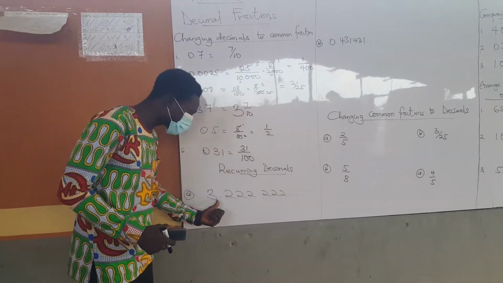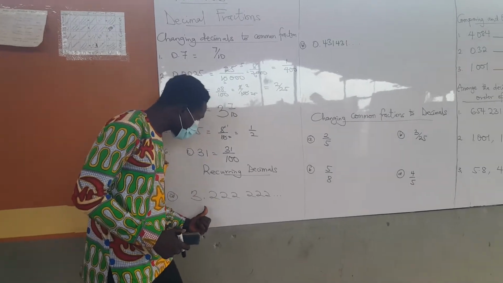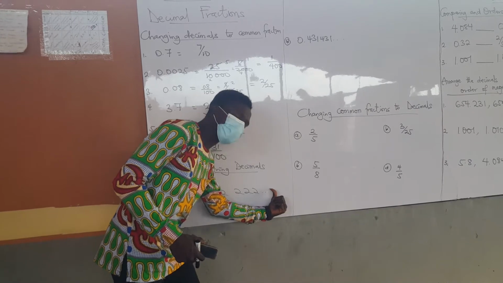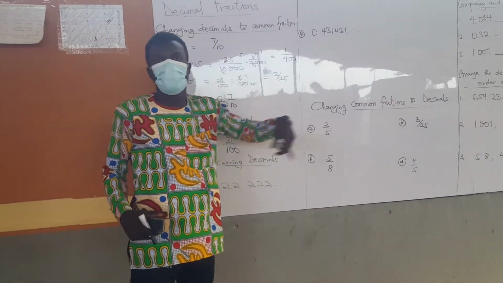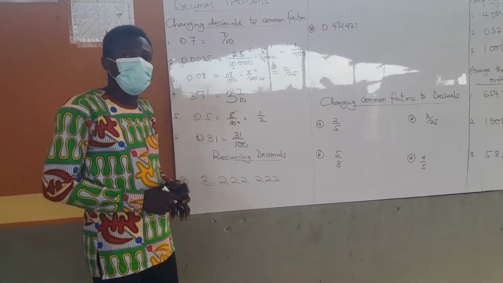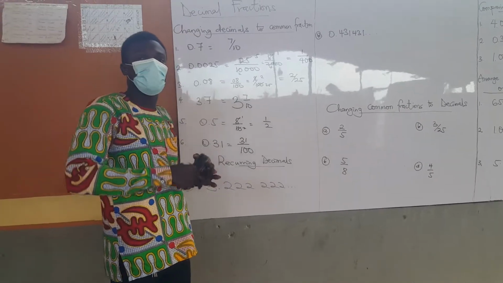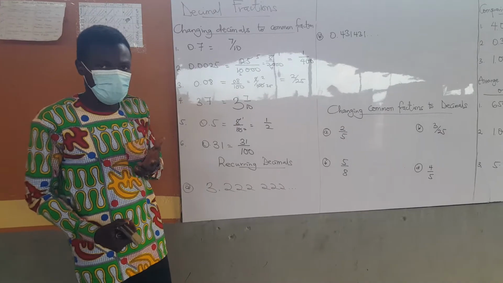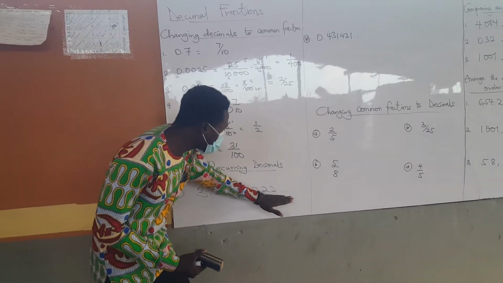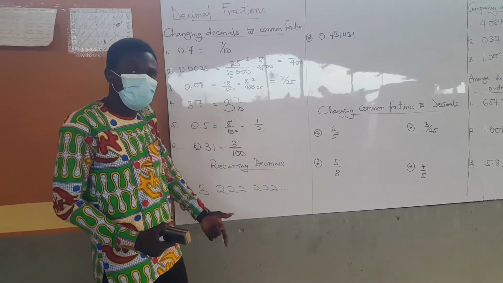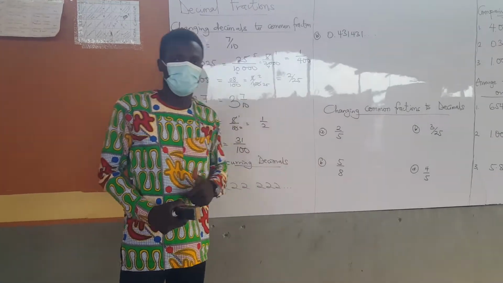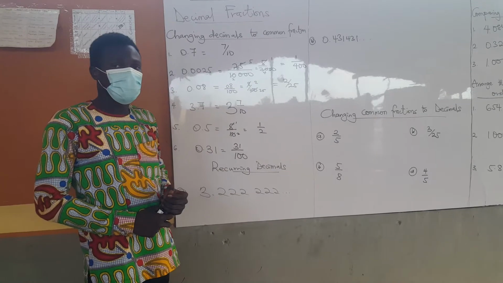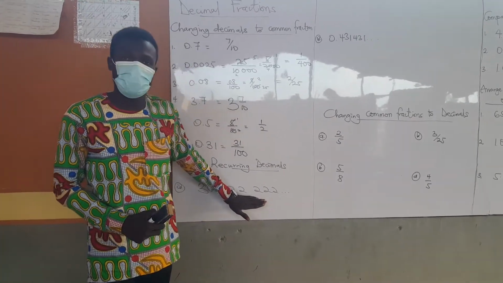So when you look at this, we have 3.22222 with 3 dots here. It shows that the 2 continues forever. So because the 2 continues forever, we call these types of decimals recurring decimals. So how can we therefore change this into a common fraction?